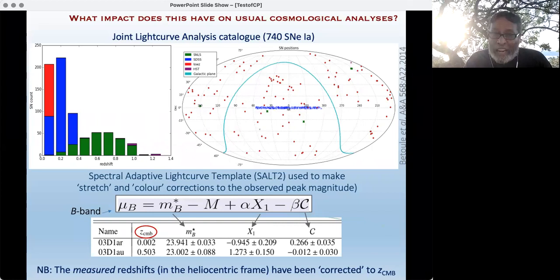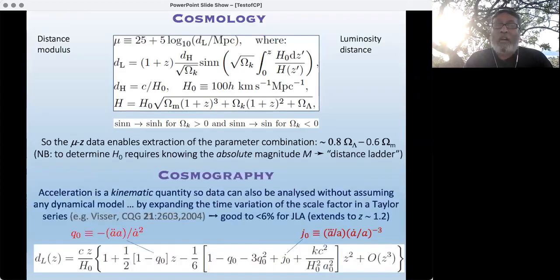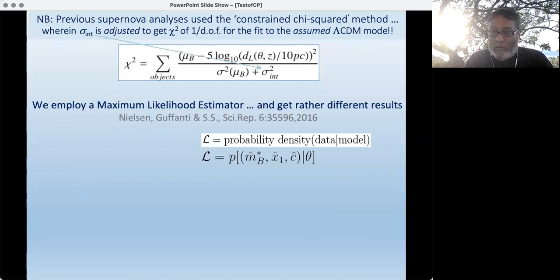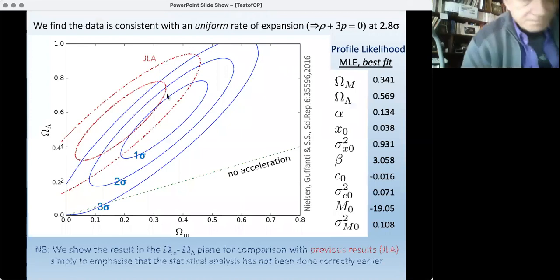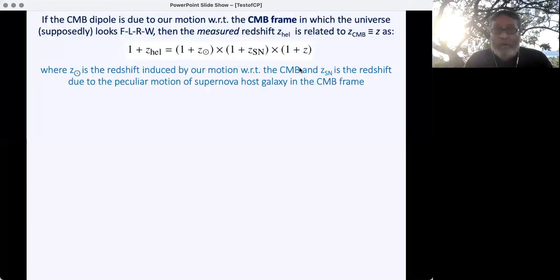And secondly, they correct for the effects of peculiar velocities. To do that, sorry about fast-forwarding through so many slides, but I need to get to the right one here. This is what they do. You will recognize this formula because this is just special relativity. You are multiplying several special relativistic boosts. One is the motion induced by our motion with respect to the CMB, and here is the motion of the supernova host galaxies with respect to the CMB frame. What we actually put into our cosmology equations is this z, which is the z as it would be seen by an ideal observer observing an ideal isotropic universe.